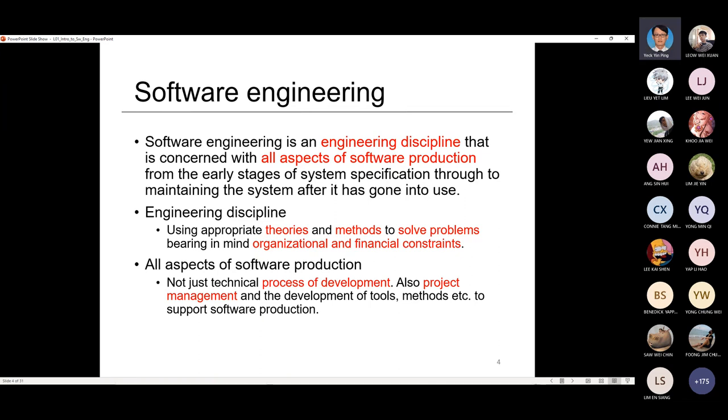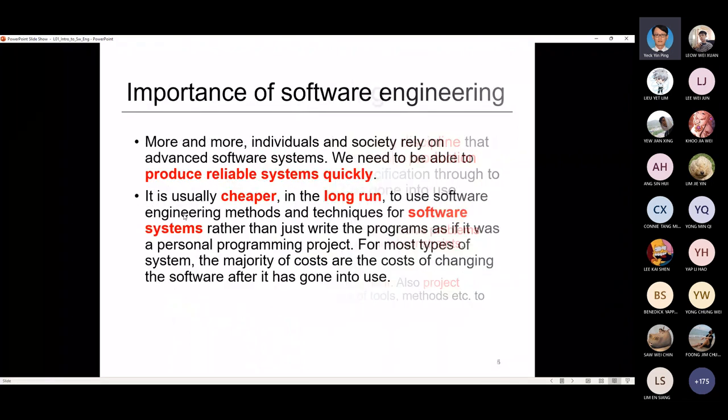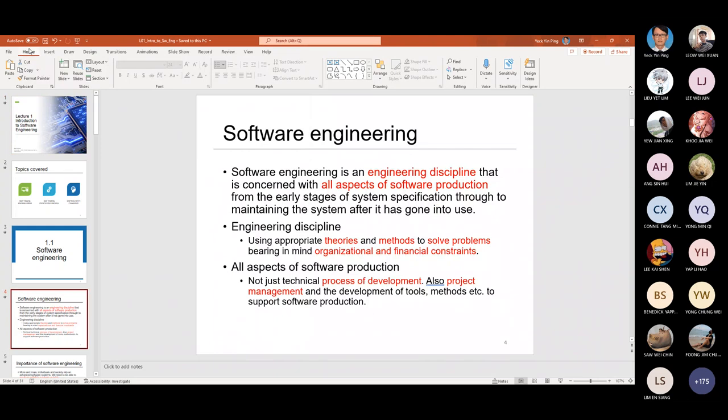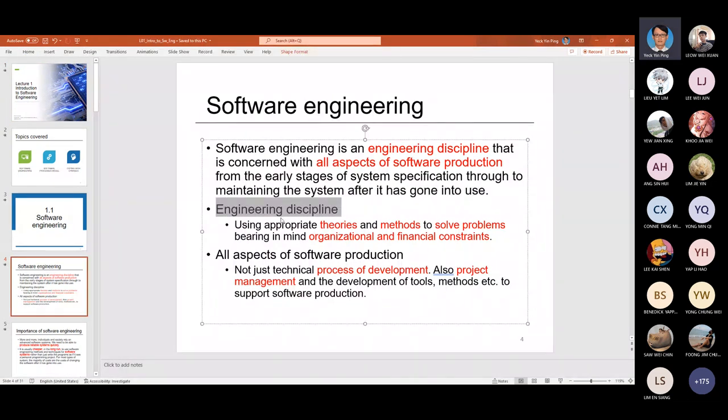So software engineering is an engineering discipline. What do I mean by engineering discipline here? Focus on this one. Engineering discipline means you need to use the appropriate theory and methods to solve the problem. This problem is an organizational or financial constraints problem. Whatever you use for your software engineering, you need to use the theory and methods of software engineering to solve the organizational and financial constraints. You need to use both, not only one, to solve the two constraints at the same time: the organizational and financial constraints.